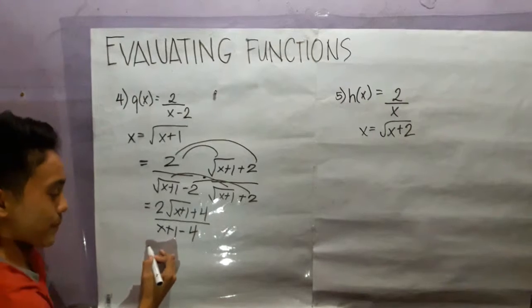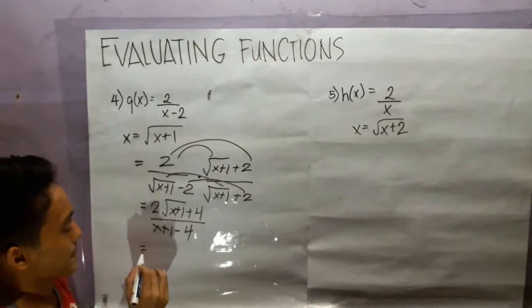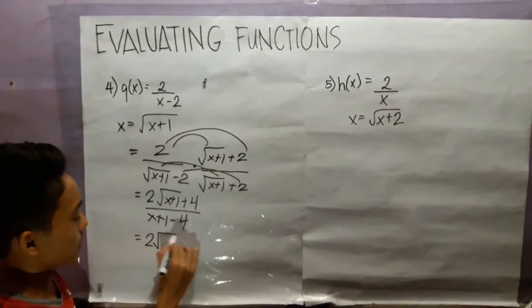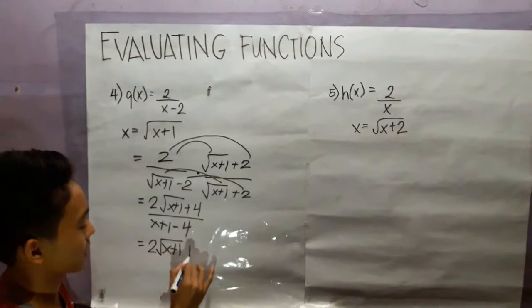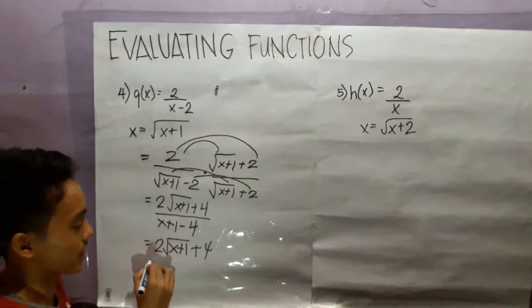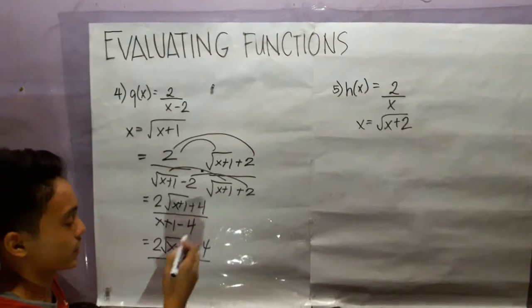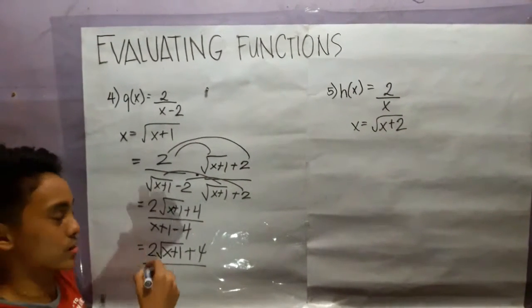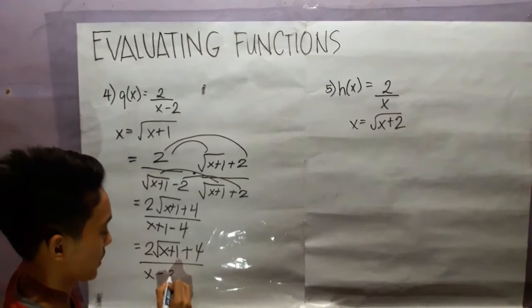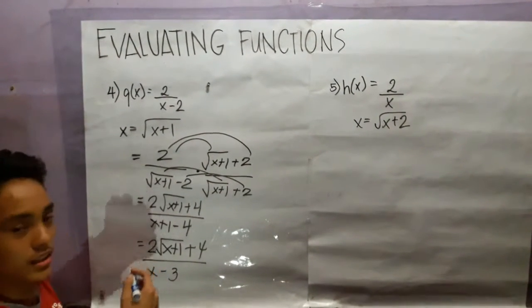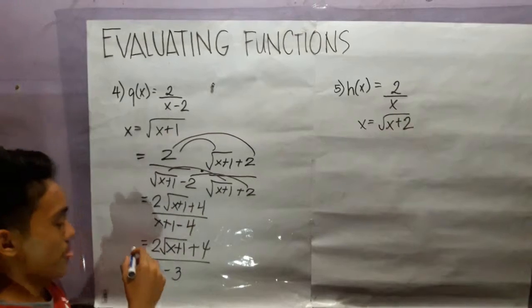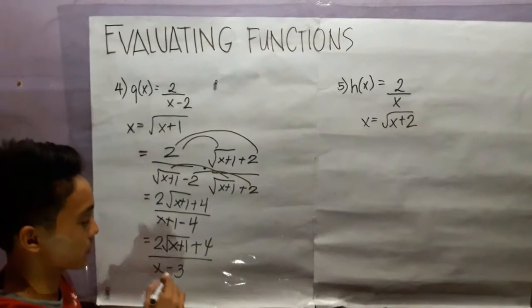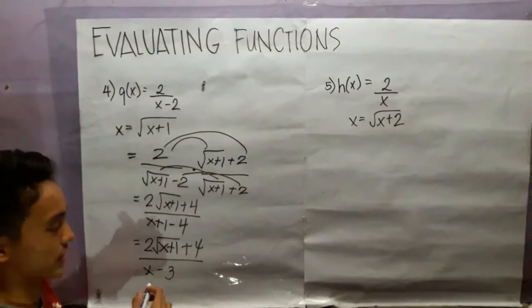Next, we're gonna write it down. Lalagay lang natin basta siya dyan. Automatically na yan yung sagot niya. And mag-iiba dyan yung denominator, which is positive 1 minus 4 equals to x minus 3. Now, ang sagot natin is 2 square root of x plus 1 plus 4 all over x minus 3.